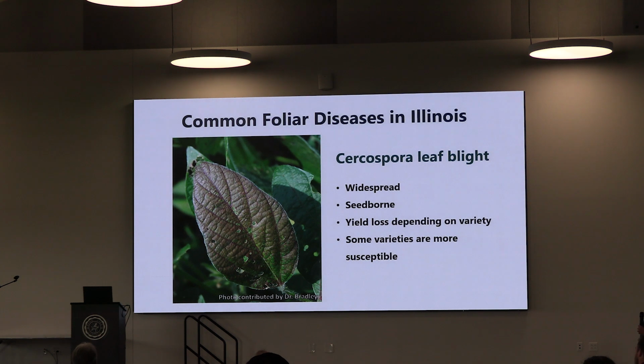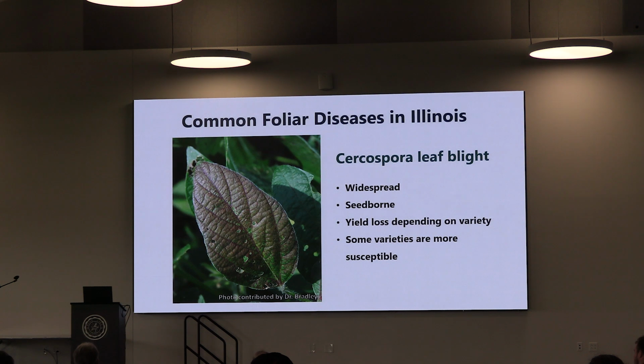Another disease is Cercospora leaf blight. This symptom is very characteristic: this purple discoloration that we see on the leaves, mainly on the upper part of the canopy. This discoloration is the result of the interaction between the toxin that the fungus produces and the sunlight. This is why we see it mainly in the upper part of the canopy, because it's more exposed to the sunlight. This is a disease that is widespread here in Illinois.